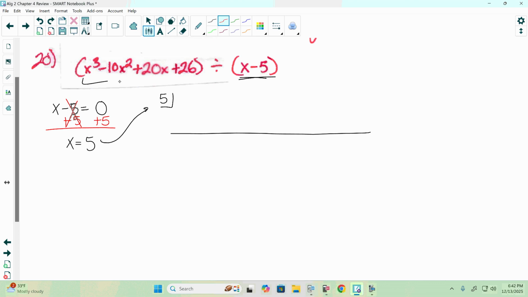Then we take the coefficients of what's being divided and put them across the top. We're going to have 1 for our x cubed, negative 10 for x squared, 20 for x, and 26. Because we do have every term, we don't have to fill any missing terms in as 0.